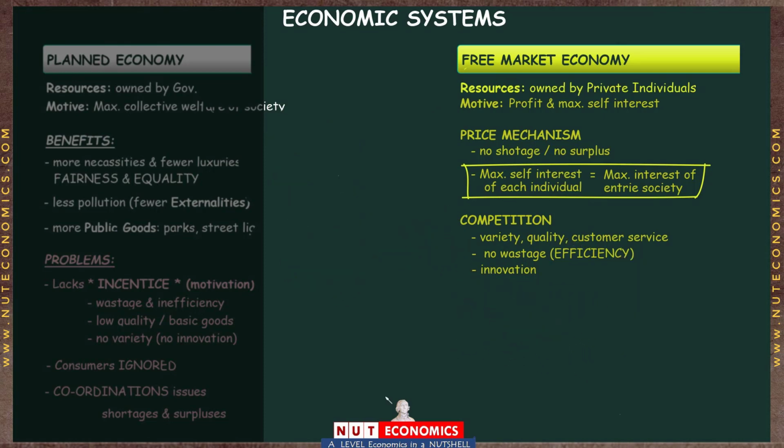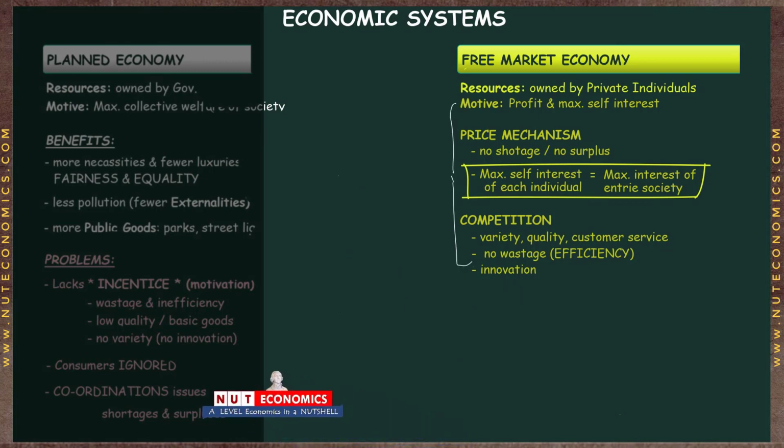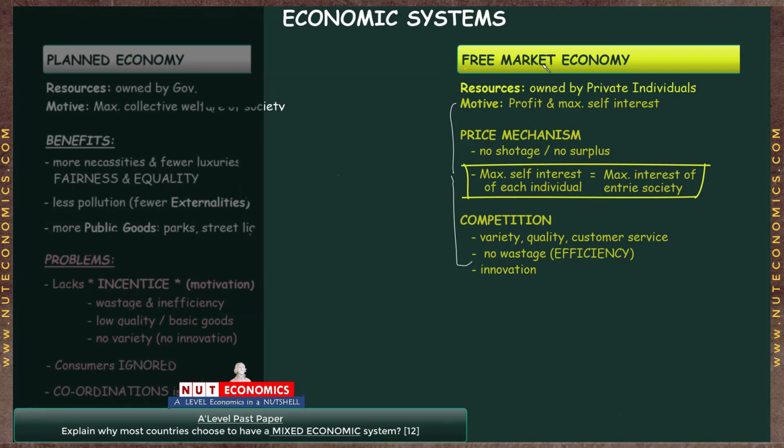Now, before you get too carried away with the beauty of this free market system, you need to sort of take a step back and remind yourselves that this free market system, although it is good, it is beautiful, it is not perfect. It has got its own issues, and sometimes this free market system will malfunction and it will fail.